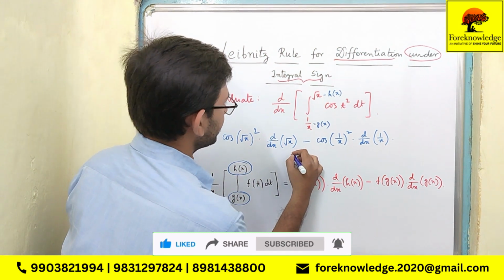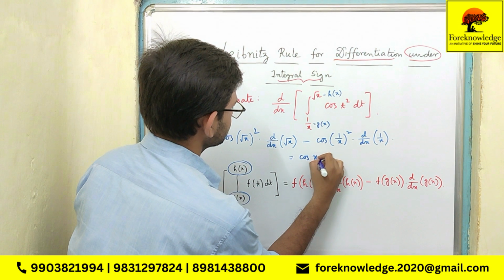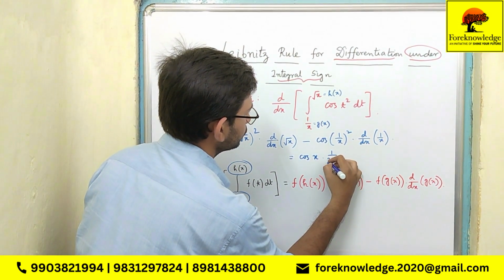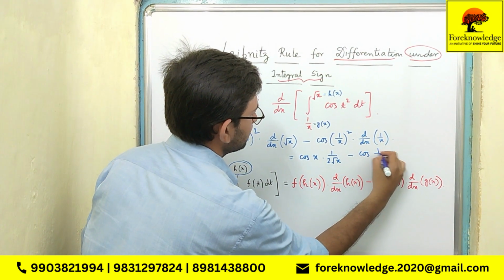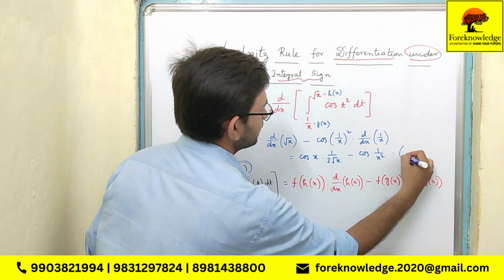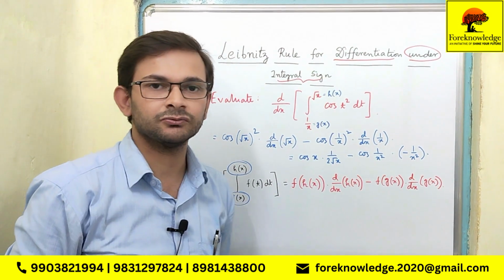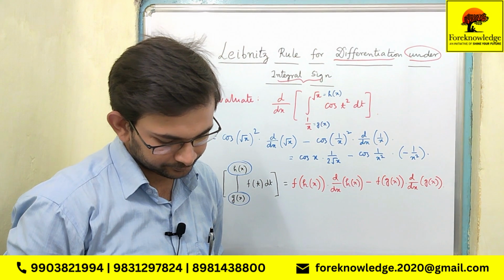So if we simplify this, this is nothing but cos x into, what is the derivative of root x? This is nothing but 1/(2 root x), minus cos of (1/x) square into the derivative of 1/x, which is nothing but minus 1 upon x square. Look, if this is clear.